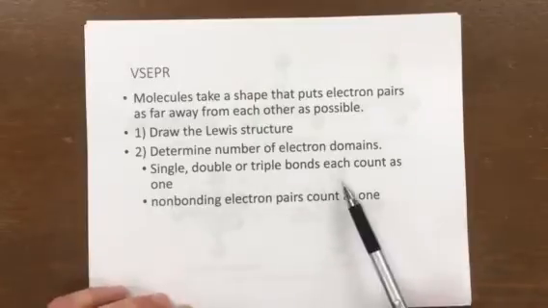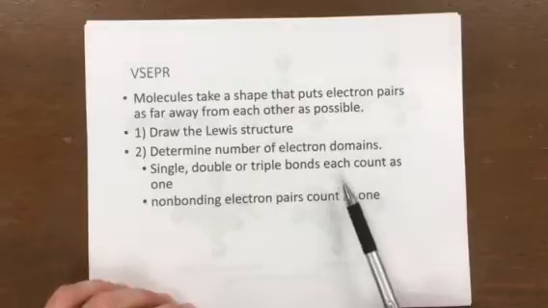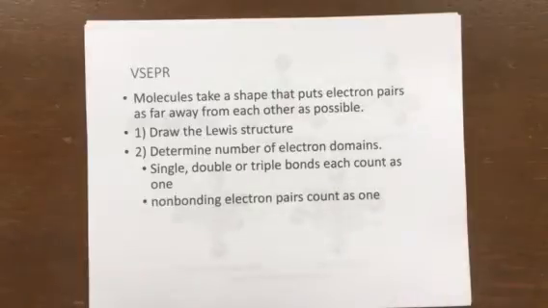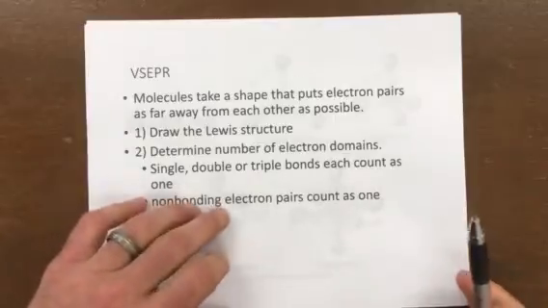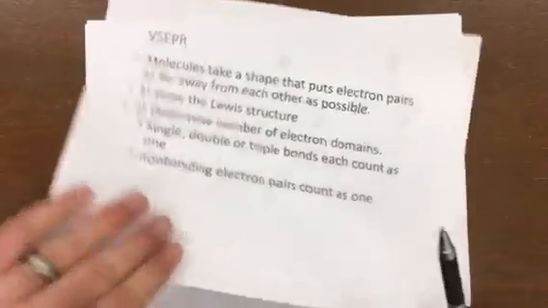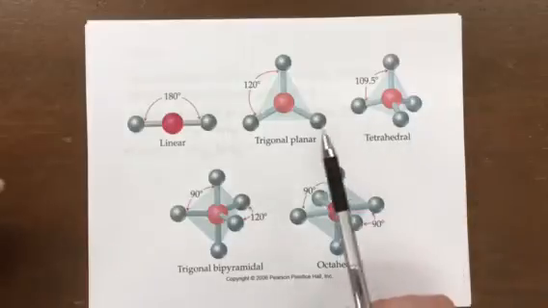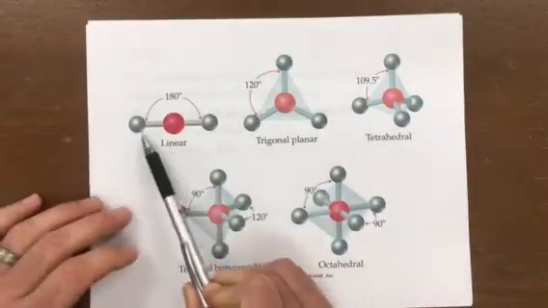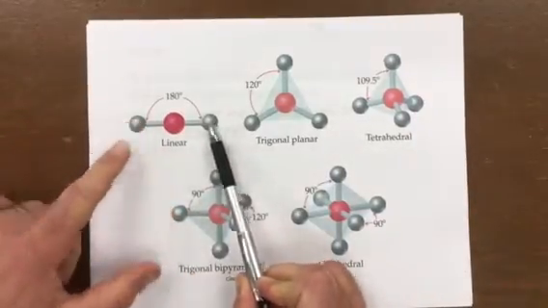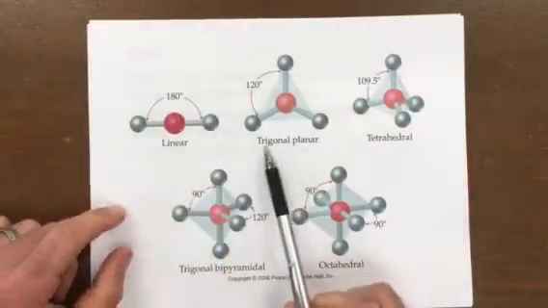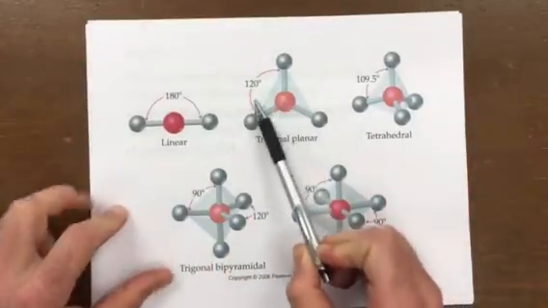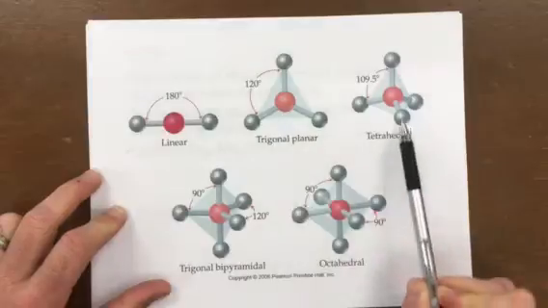You're going to look at how many electron domains you have around the central atom, and that will determine the electron domain geometry, or the shape that will put those electrons as far from each other as possible. There are five different shapes possible for your electron domain geometry. They are linear, which means these two get as far from each other as possible, 180 degrees apart. Trigonal planar, where they're all 120 degrees apart.